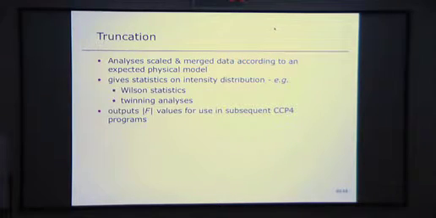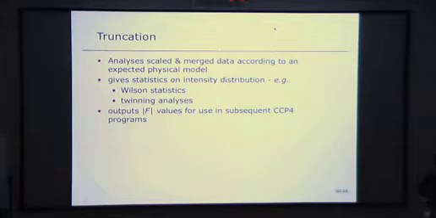Okay. Following scaling and merging, you have truncation, and basically what truncation is doing, it's analysing the scaled and merged data according to an expected physical model. That was first looked at in the 1940s. But it gives you statistics on intensity distributions, and the two I'm going to just mention very briefly are the Wilson statistics and twinning analyses.